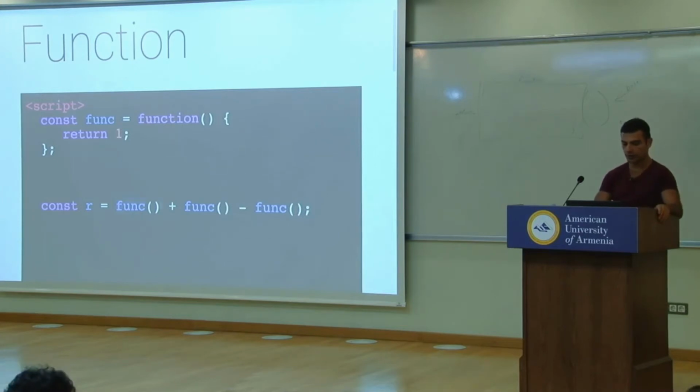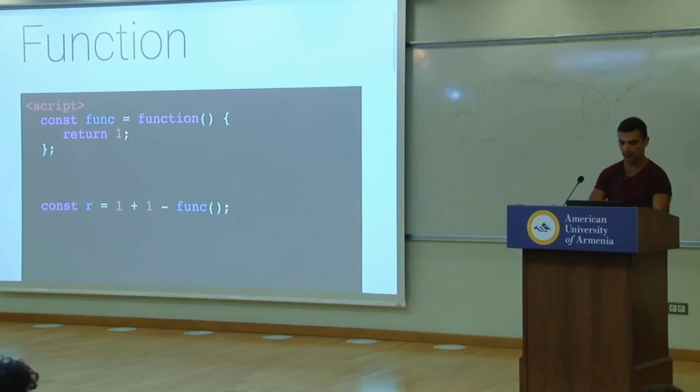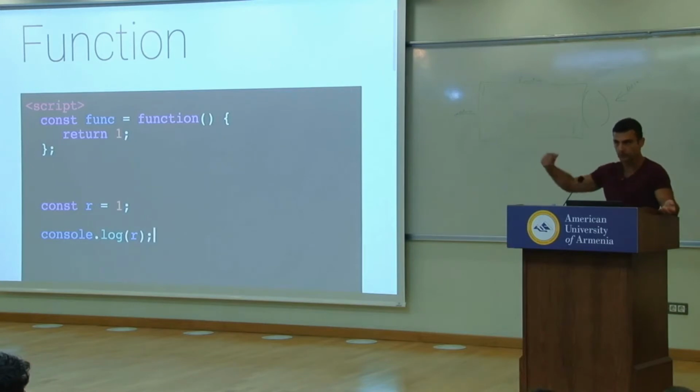well, this runs and turns into 1. This runs and turns into 1. This runs and turns into 1. This runs and turns into 2. This runs and turns into 1. And r now has 1. So if I were to then console.log r, I will get 1. You see how execution works?